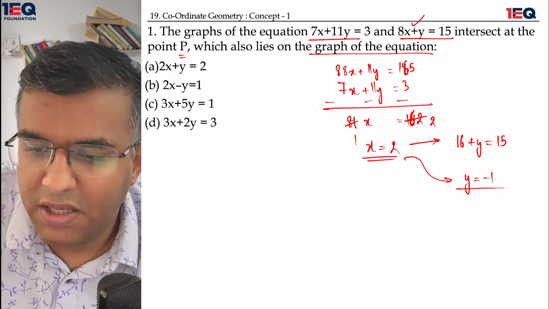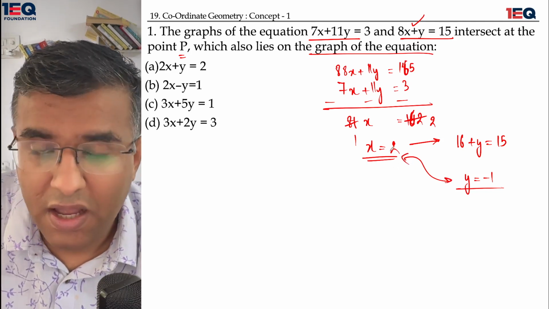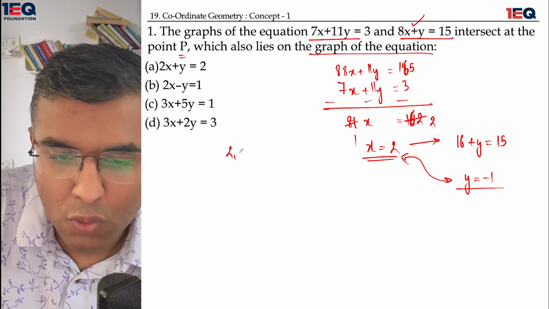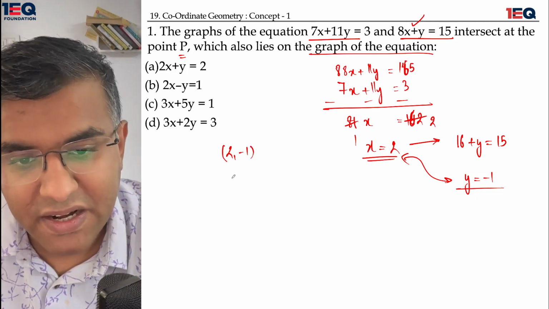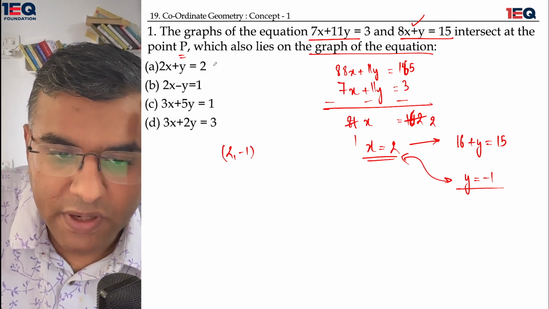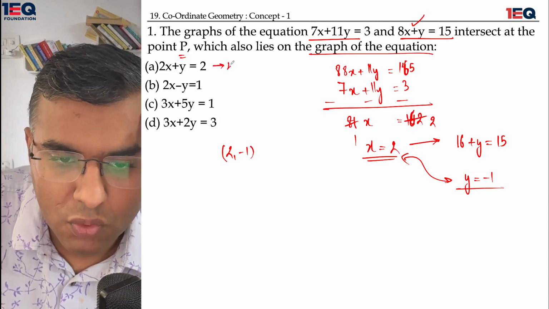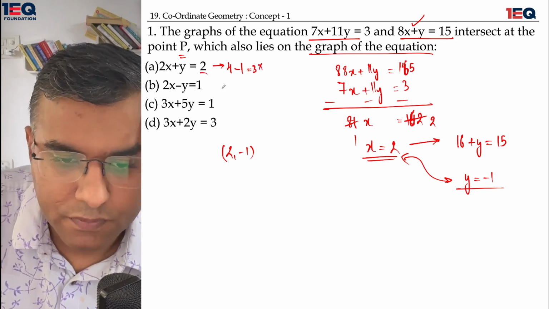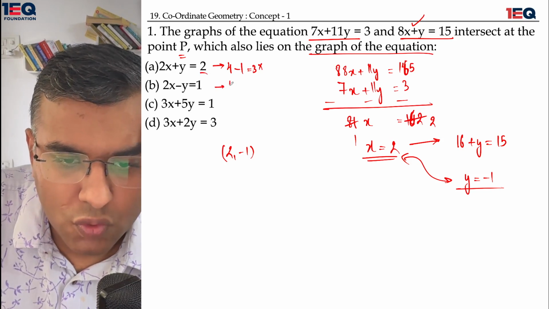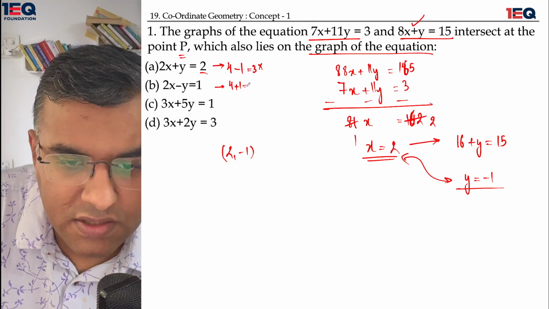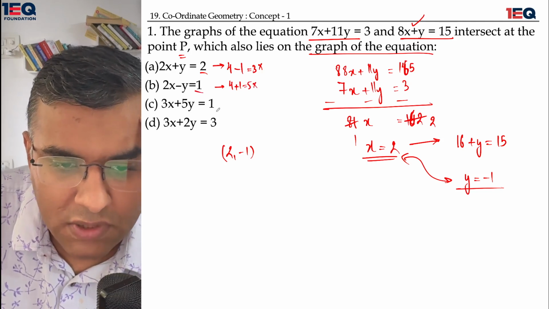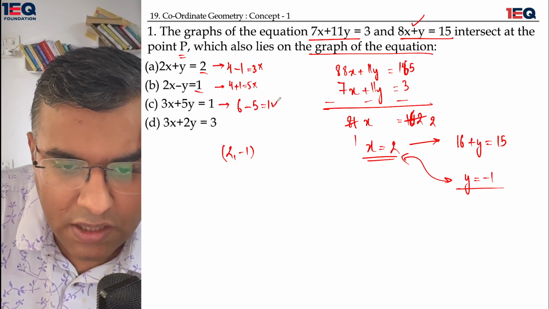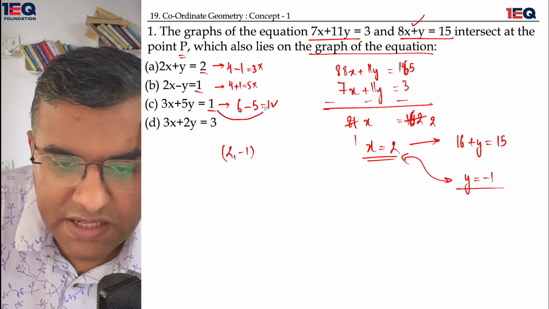I have x with me, I have y with me. Now I need to check which of the equations here is satisfied by 2 comma minus 1. I'll quickly put 2 and minus 1 here. 2 twos are 4 and this is minus 1. This is coming out to be 3. This is not equal to 2. Again here, 2 twos are 4. 4 plus 1 is equal to 5. This is not equal to 1. Then here I have 2 threes are 6 minus 5, which is equal to plus 1, and these two are matching.